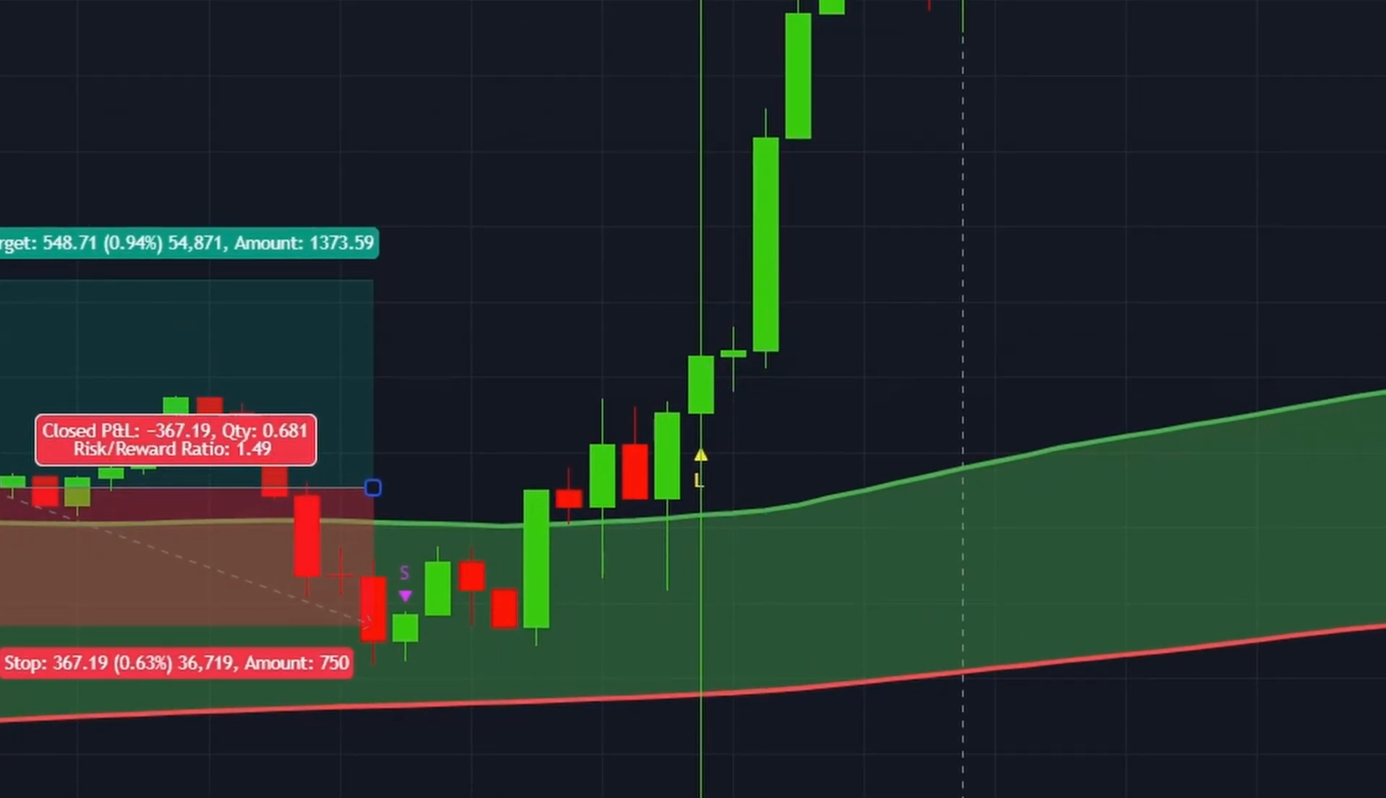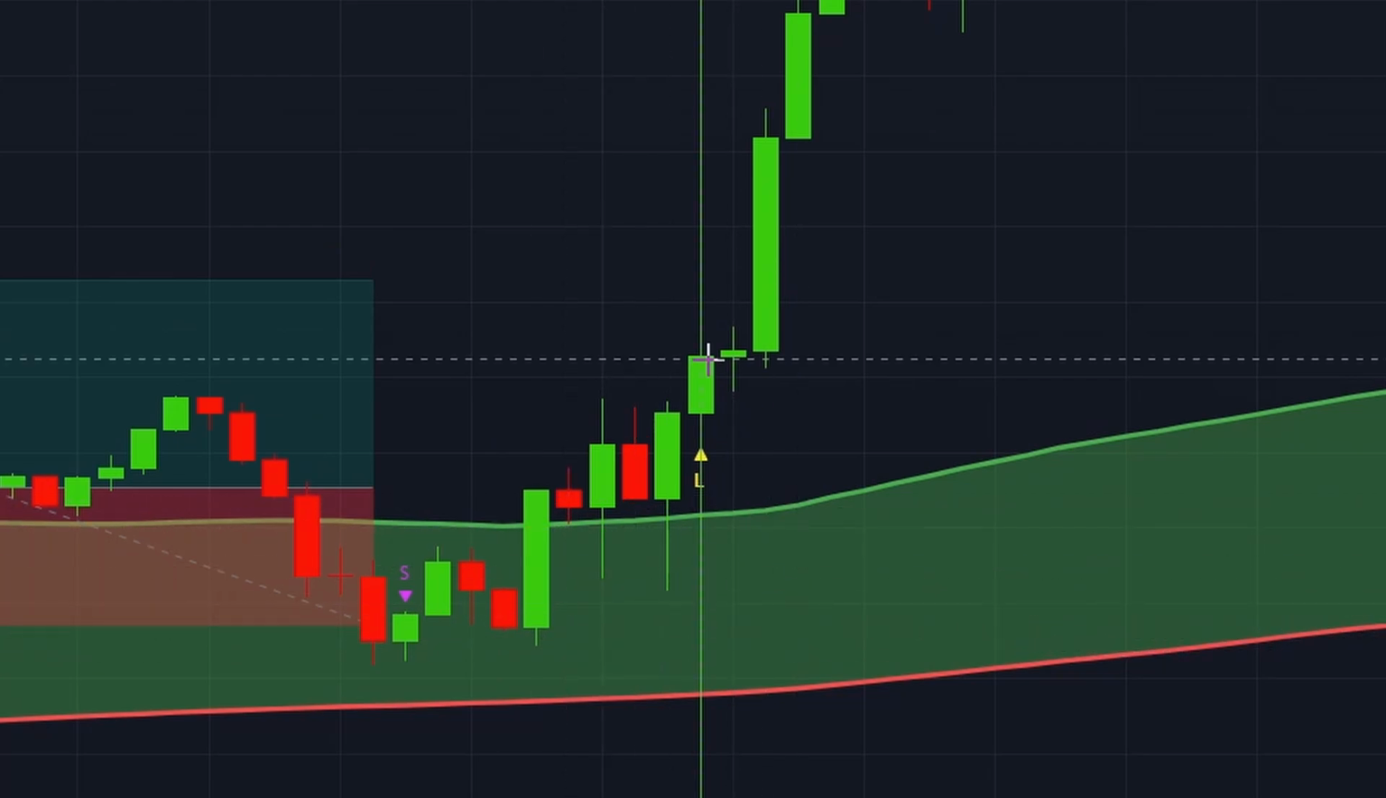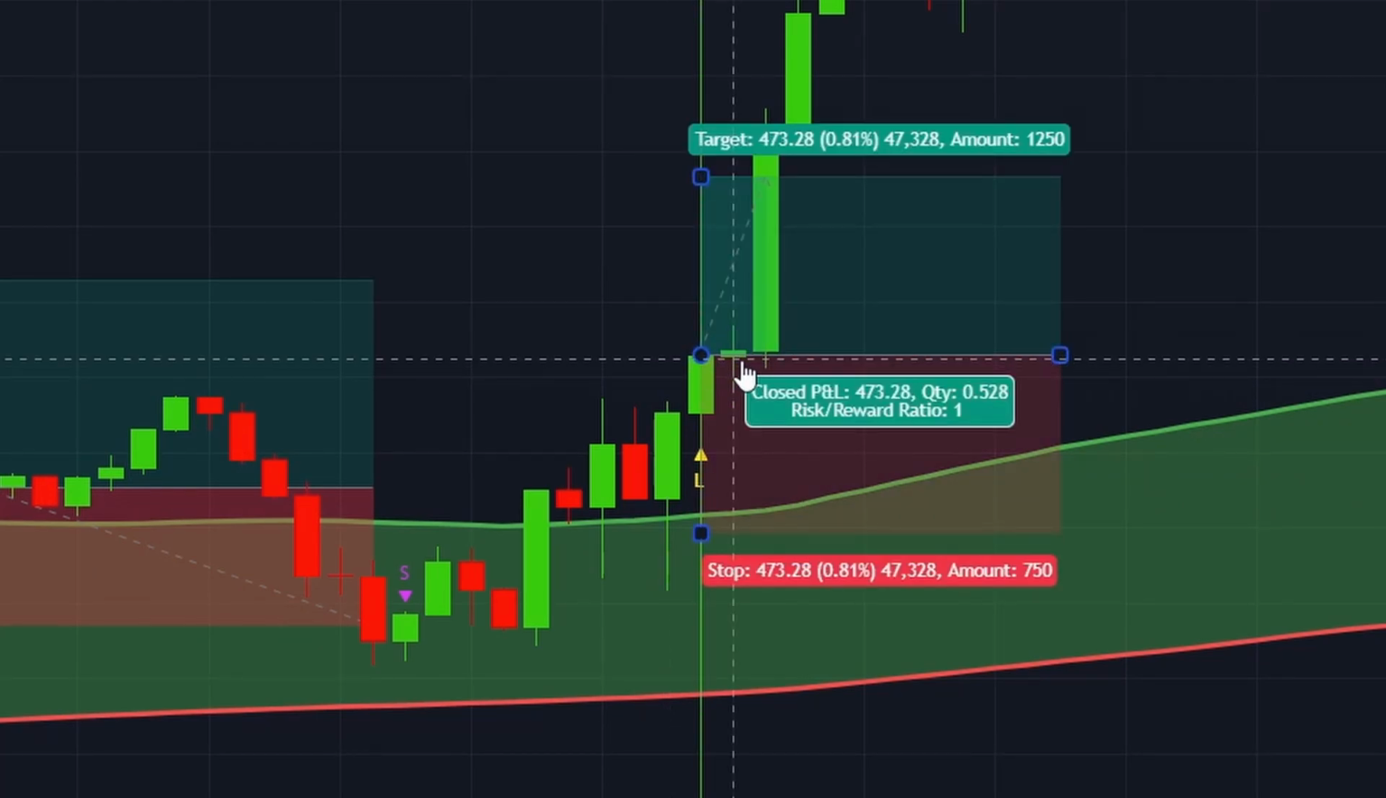Here's another example. The cloud is green, the price closed above the cloud, and we get a long entry signal from the 0 lag. So we can enter at the close of the signal candle or at the open of the next candle.